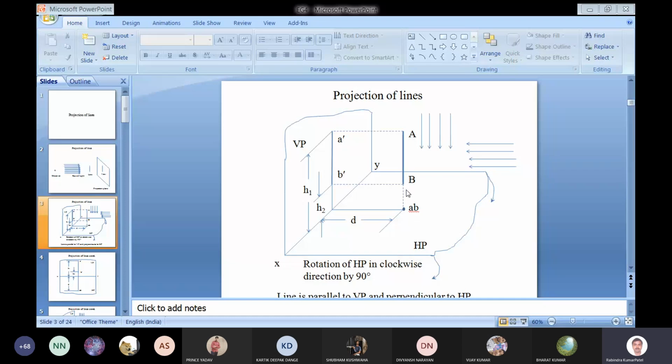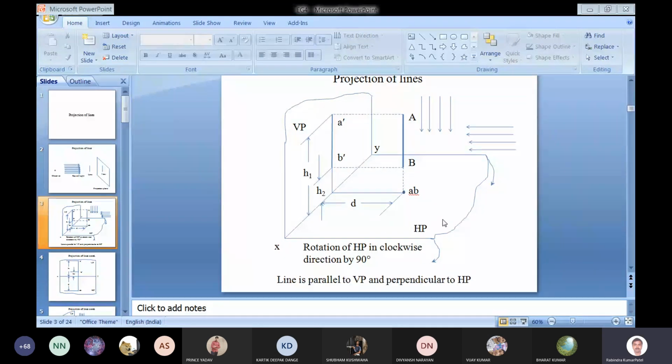Similarly, we can get the projection of this line AB on the vertical plane, that can be denoted by letters A dash and B dash. So we have the projections on the vertical plane as well as on the horizontal plane. Next step is to rotate the horizontal plane in clockwise direction by 90 degrees, so that we can represent the projections onto a single plane. So we will get that same projection here in this case.